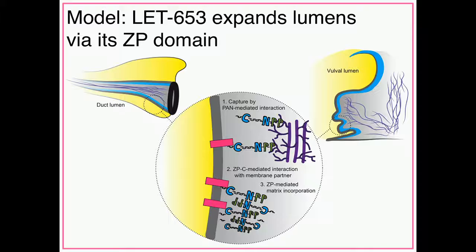Now, to summarize, LET653 is able to expand lumens via its ZP domain. LET653 is present at these two layers, here and along the membrane, and we propose that this might be true as well in the duct cell. LET653 is captured via pan-mediated interactions and then is able to incorporate stably into some sort of matrix structure via its ZP domain along the membrane. And this interaction is able to expand the lumen and might also direct where cuticle is later synthesized.